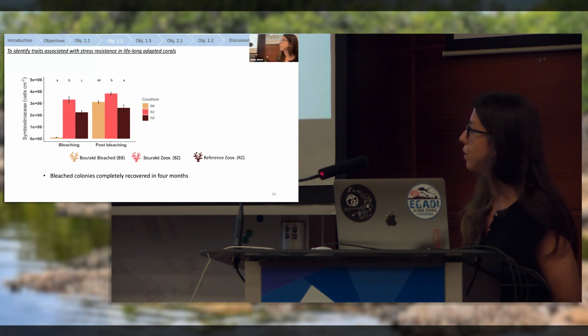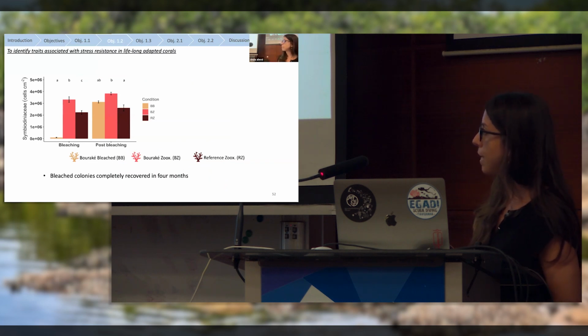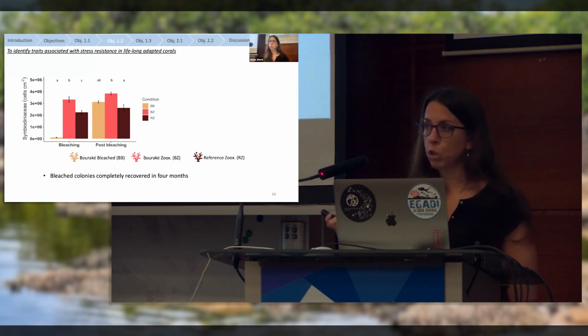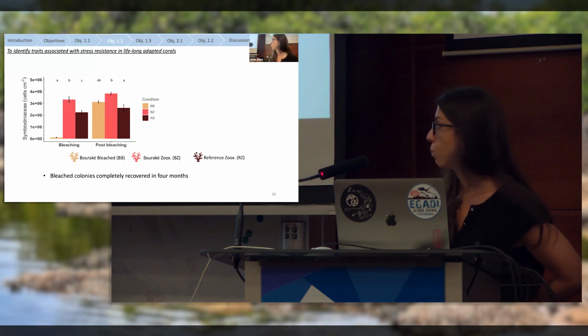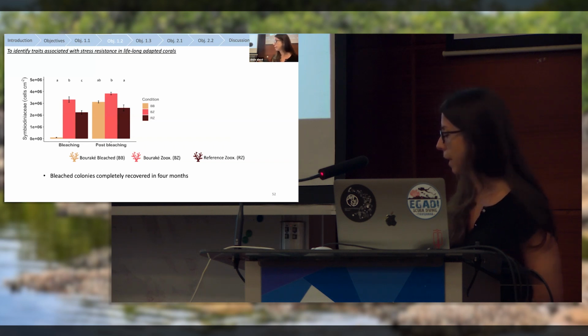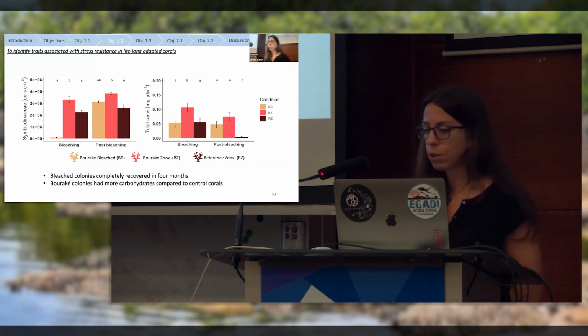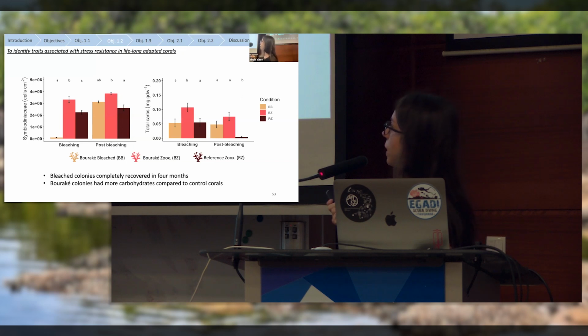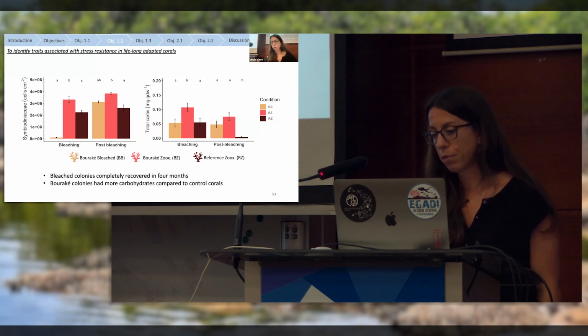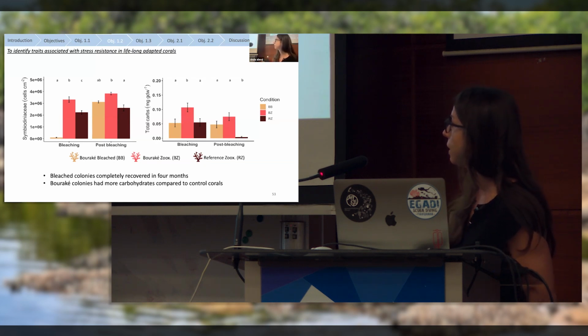So here I decided to report the symbiont count per surface during bleaching and after bleaching for the 3 categories, just because I wanted to stress that the bleached colonies actually recovered completely post-bleaching, because they had a similar number of symbionts per surface compared to the reference sites. Then the second metric is total carbohydrates, because I noticed something interesting: the Bourake colonies had higher concentrations of carbohydrates compared to the reference colonies, and that was more evident after bleaching.